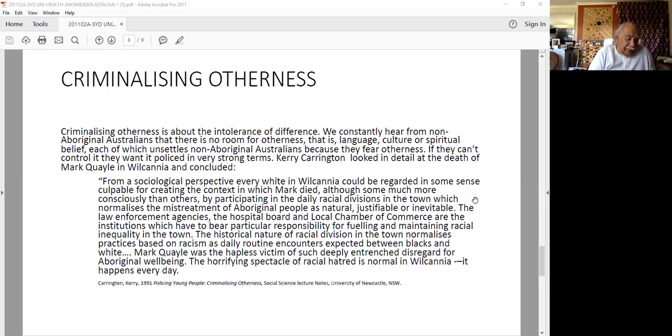The historical nature of racial division in the town normalises practices based on racism daily. Routine encounters expected between blacks and whites. Mark Quayle was the hapless victim of such deeply entrenched disregard for Aboriginal well-being. The horrifying spectacle of racial hatred is normal in Wilcannia. It happens every day. And this is what's happening around the country.